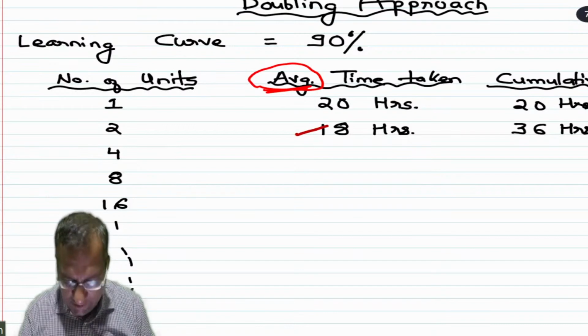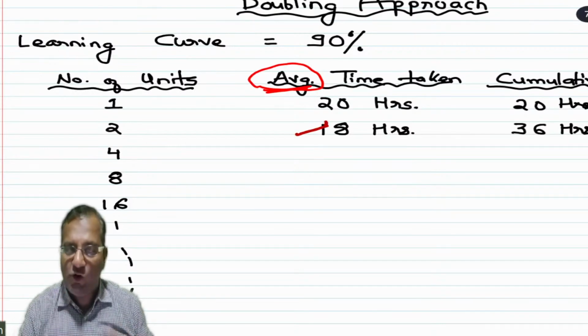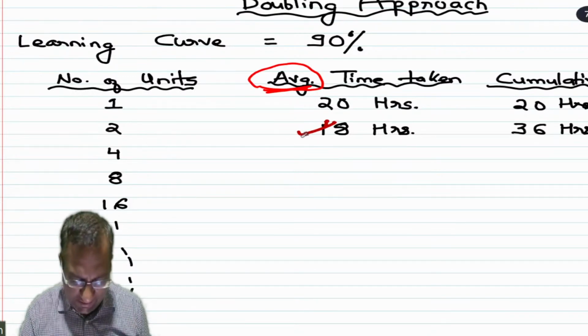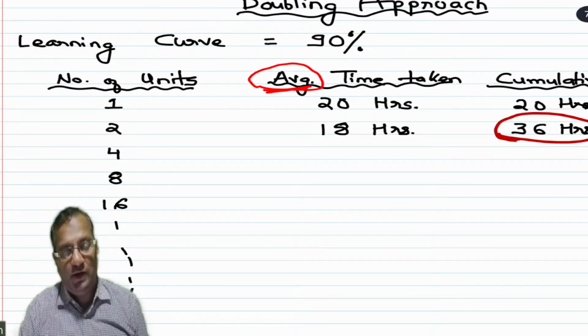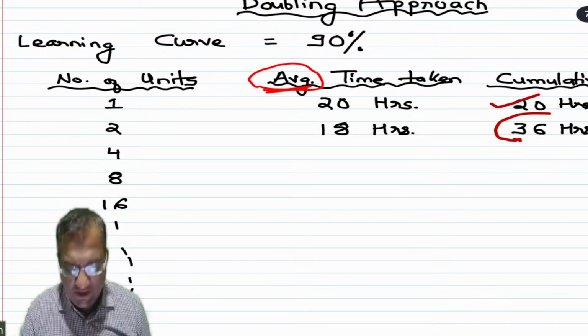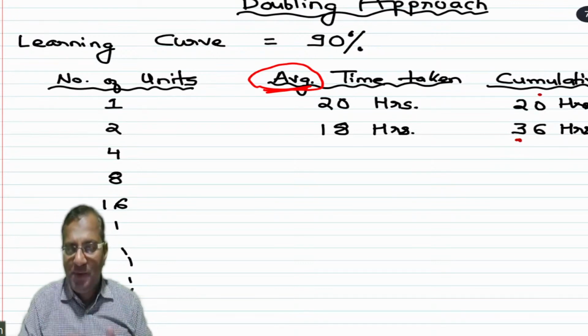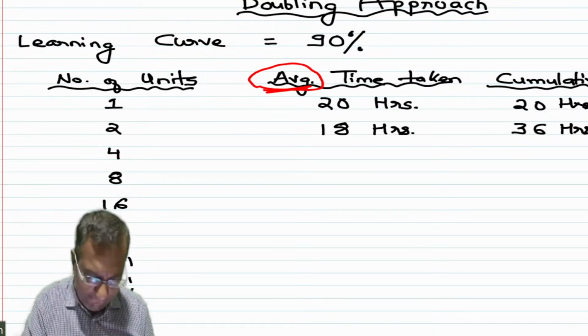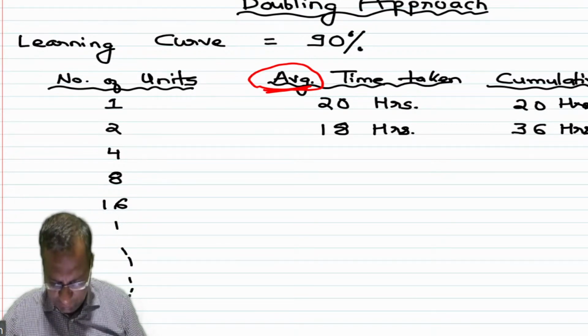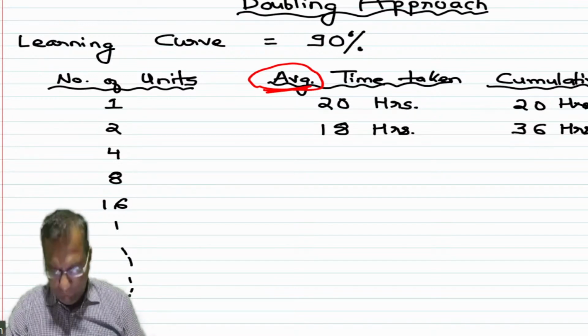Now 18 hour is the average time taken. Average means already divided by 2. So 18 multiplied by 2, the total time taken is 36 hours. While the very first unit has taken 20 hours, so 36 minus 20, it's 16 hours. As simple as this. Clear है अजीत? अजीत राठौड़, clear है बेटा आपको?